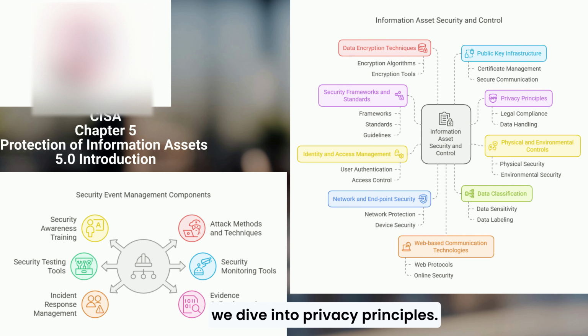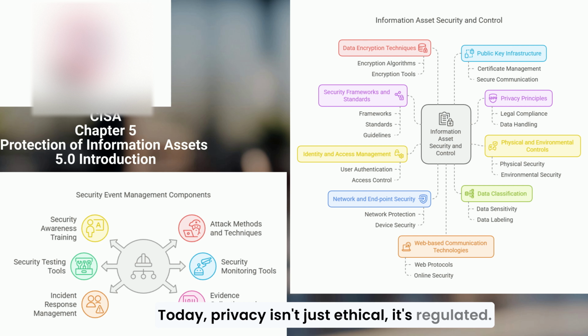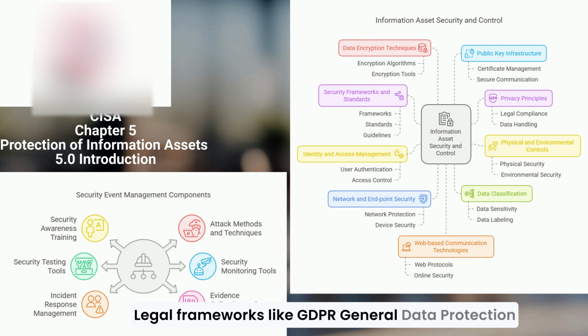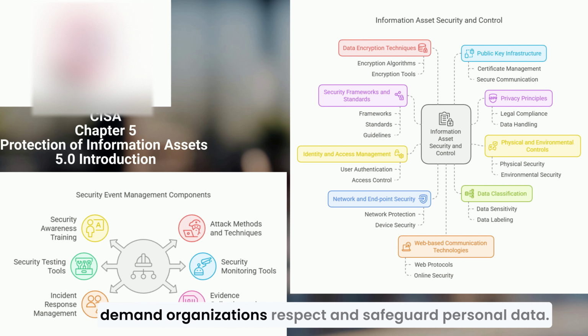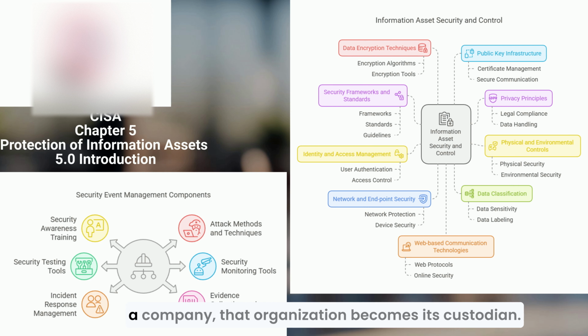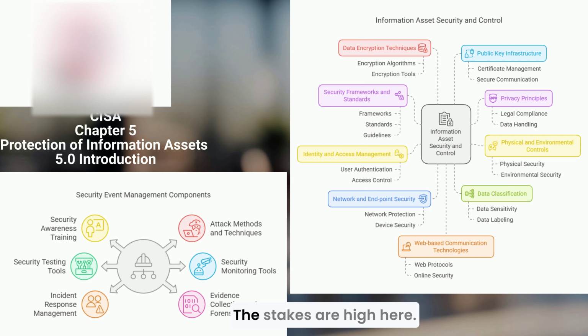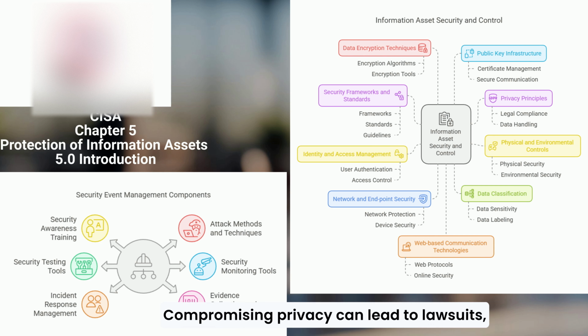Next, we dive into privacy principles. Today, privacy isn't just ethical, it's regulated. Legal frameworks like GDPR, General Data Protection Regulation, or CCPA, California Consumer Privacy Act, demand organizations respect and safeguard personal data. If someone entrusts their personal information to a company, that organization becomes its custodian. This means ensuring the data isn't misused, lost, or accessed without authorization. The stakes are high here. Compromising privacy can lead to lawsuits, reputational disasters, and eroded customer trust. As auditors, evaluating the implementation of privacy principles ensures compliance and protects the organization from costly oversights.